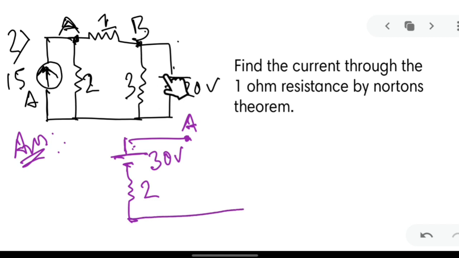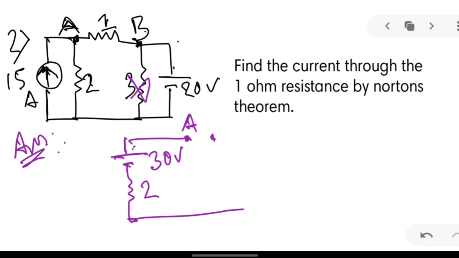And here I told you that a resistance is always in series with the voltage source, and a resistance is always in parallel with the current source. If you see anywhere a resistance in parallel with the voltage source, you can strictly neglect that. And if you see a resistance in series with the current source, you strictly neglect it. So in this circuit I'll neglect the 3 ohm resistance.